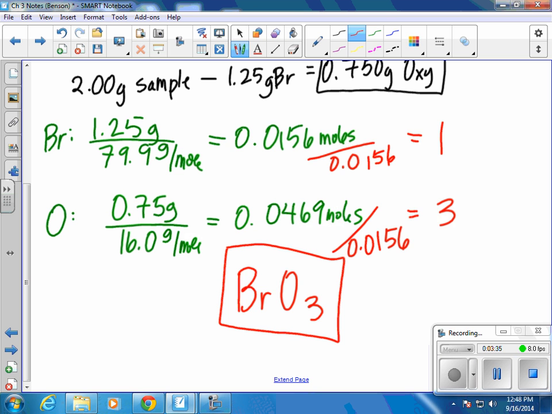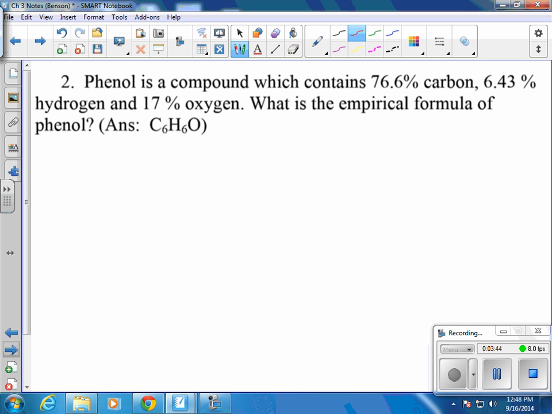I'm going to skip number 2 because that's just a straight empirical formula, and I basically did that in this problem. I'm going to go to problem number 3. So for number 2, you have this answer right here. Go ahead and see if you can work it out. Remember that when you are given percents, you can just assume that they are in grams, because we are assuming a 100-gram sample.